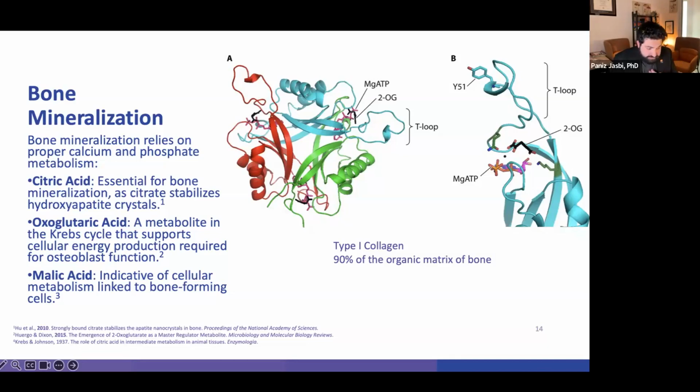So going back to oxoglutaric acid, this is a metabolite of the TCA cycle. And as you can see, it actually fits right above the T loop there. There's the folding pocket. So when we create this protein structure from its crystallography data, we do see that alpha-KG is required. And it only binds if the pocket for magnesium ATP is filled in already. So it is dependent on both magnesium and ATP levels. And then we have malic acid, indicative of cellular metabolism. It's again linked to the bone-forming cells, osteoblasts.